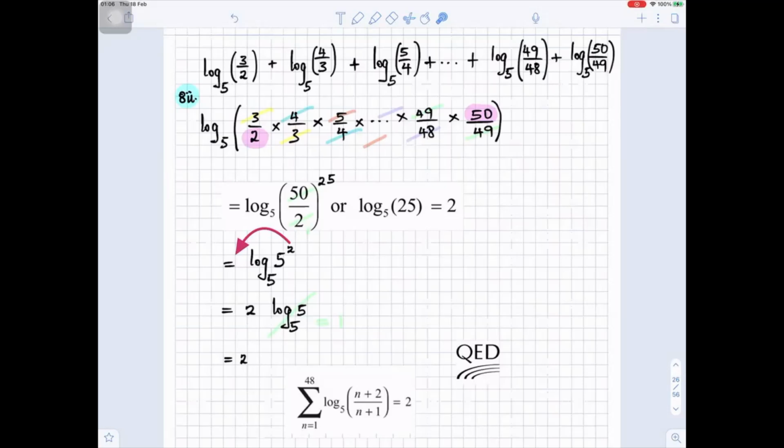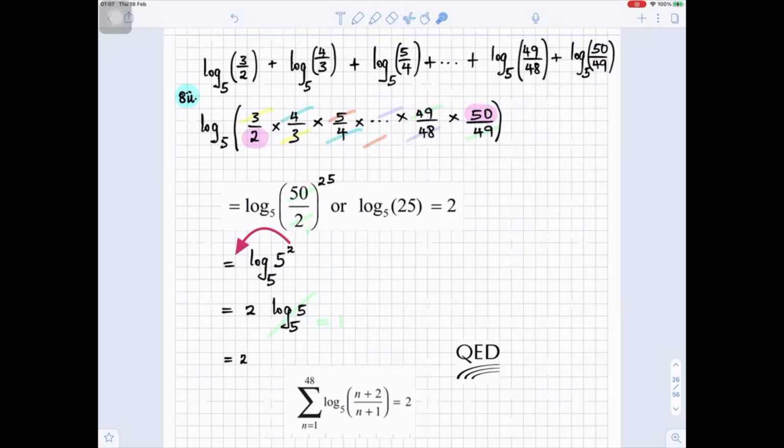Now we see there's a log in front of all of them. So we can take that log to the base 5 out of the bracket, because when you add logs, you multiply them. So we'll multiply 3 over 2 times 4 over 3 times 5 over 4 times so on, and times 49 over 48 and times 50 over 49.